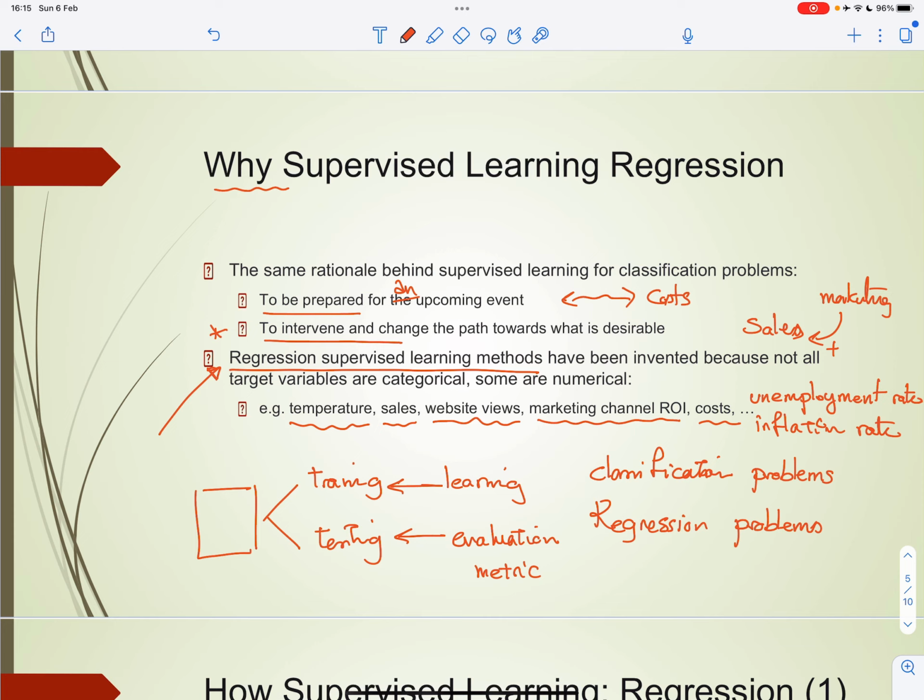So we are good to go now to talk about the heart of the issue, the mechanism of regression problems, or the mechanism of the methods to tackle regression problems, and the actual difference between classification and regression problems.